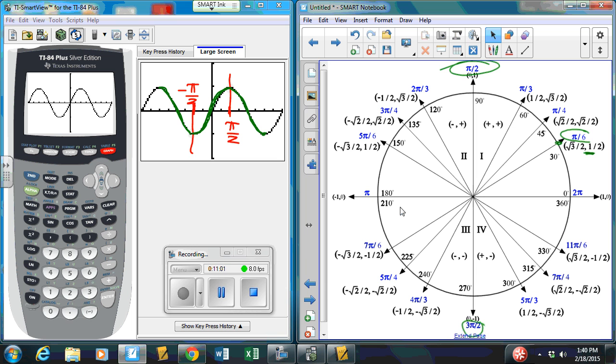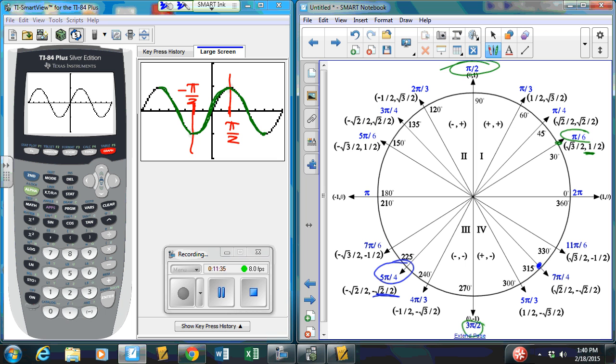7 pi fourths. By the way, let's go back to 5 pi fourths. Here's 5 pi fourths. This is what Kyle said, and he is right. At 5 pi fourths, the sine is negative root 2 over 2. But we're defined between the first and fourth quadrant. Now, someone said 7 pi fourths. Is 7 pi fourths between negative pi halves and positive pi halves? No, because 7 pi fourths is bigger than pi halves.